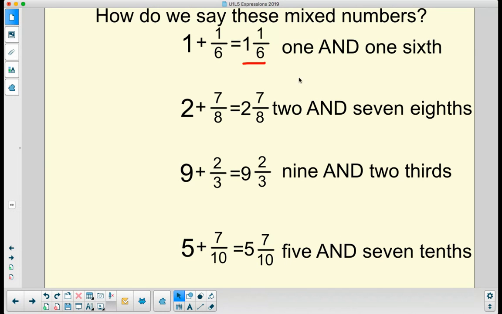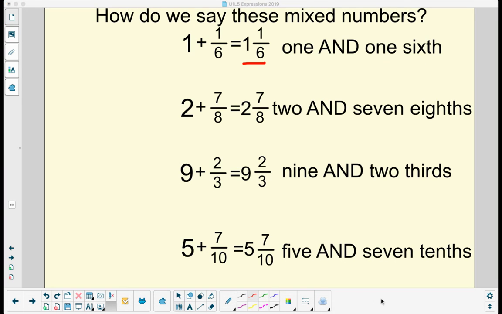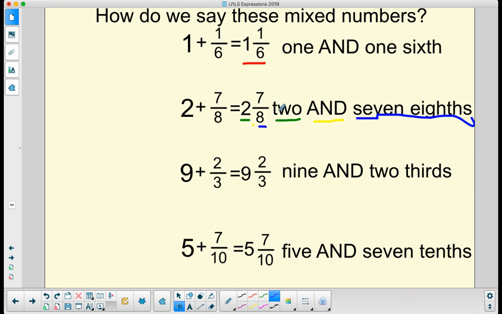So if you need to practice that, I would take a look at, and what do you see? The whole number, the word and, then the fraction. Let me see if I can maybe use some different colors to show you this. The whole number, the word and is when we switch to the fraction, and then the fraction. Just like decimals. Whole number and fraction.